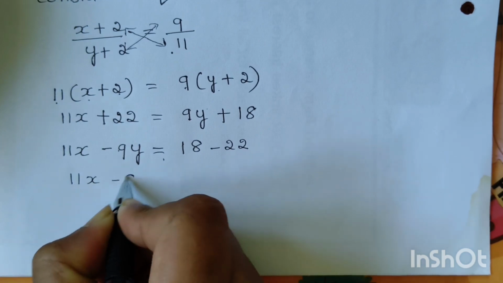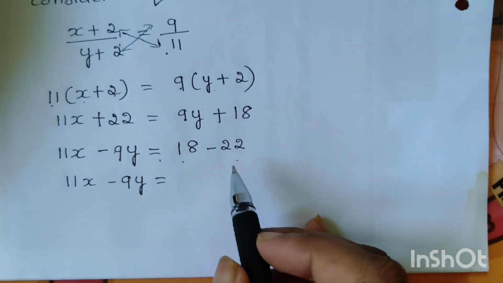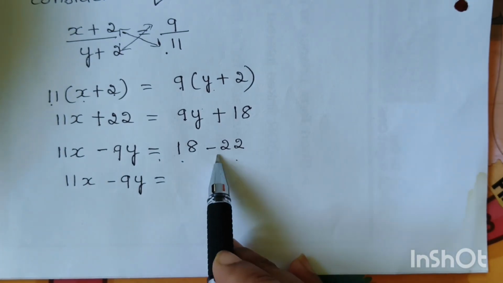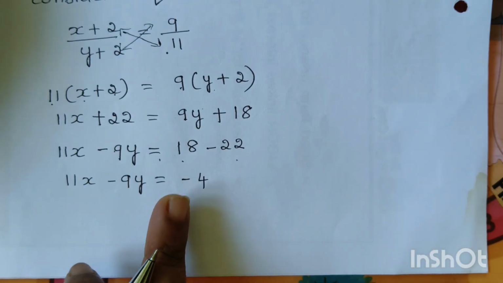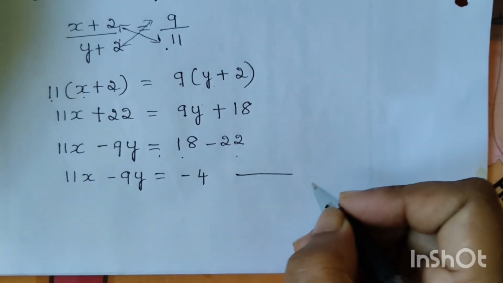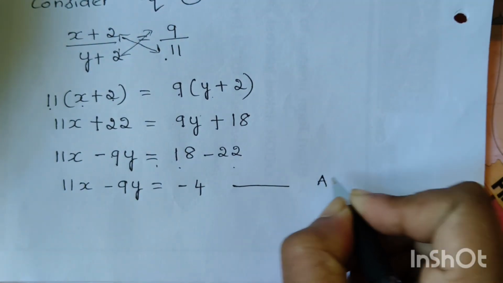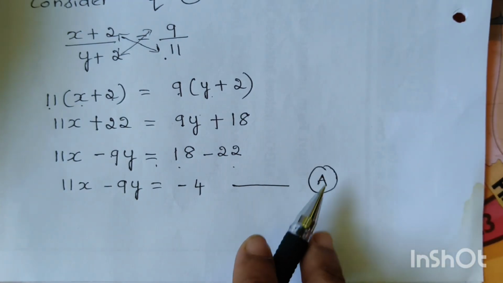11x minus 9y is equal to 18 minus 22. It means what we have to do? We have to subtract, right? That is 18 minus 22 is minus 4. Now let us consider this as equation A. See this carefully. You can take this as equation A. You can take equation 3 also. It is left to you. I will take equation A.